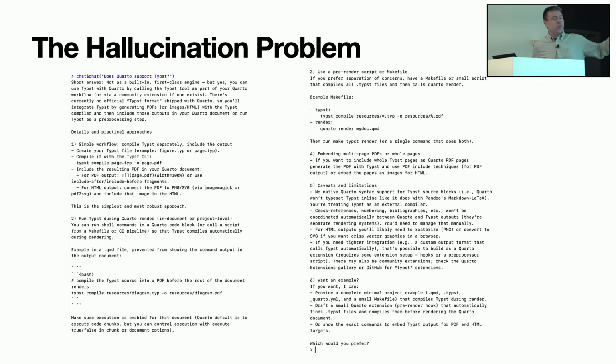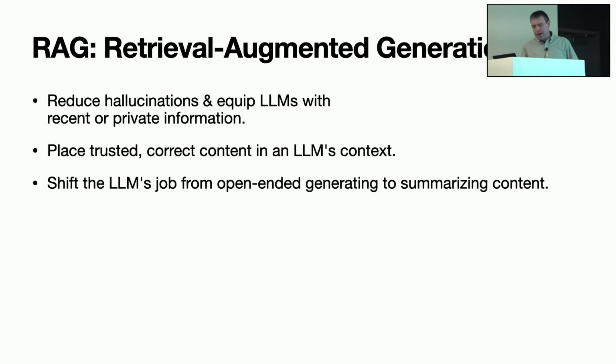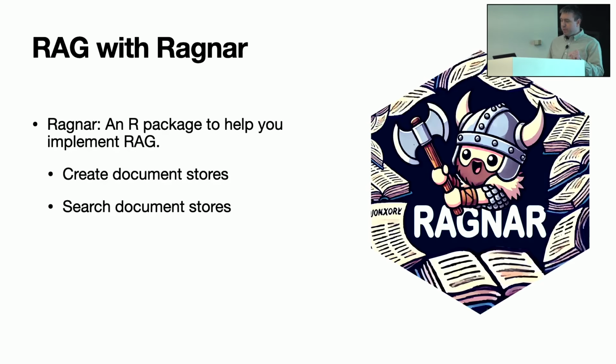So this is the hallucination problem, and RAG is a technique to address this. The core idea is quite simple. You take your trusted, known to be correct information, and you place it in context for the LLM to see before it generates the final answer. And Ragnar is an R package that helps you do that. It has a set of tools for creating document stores, and then a set of tools for searching a document store or letting an LLM search a document store.